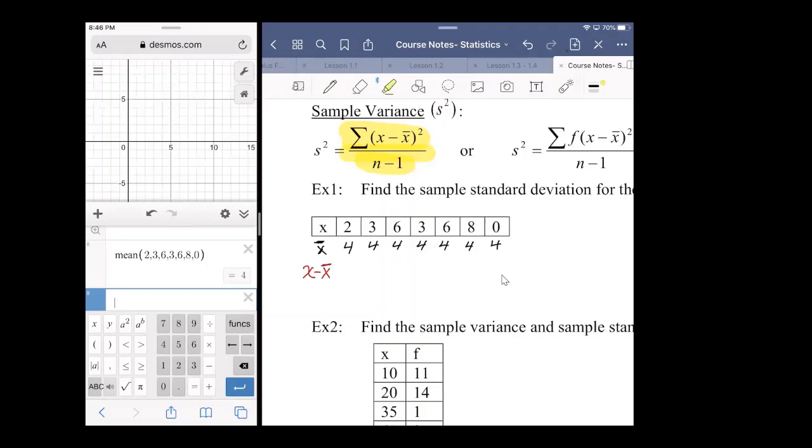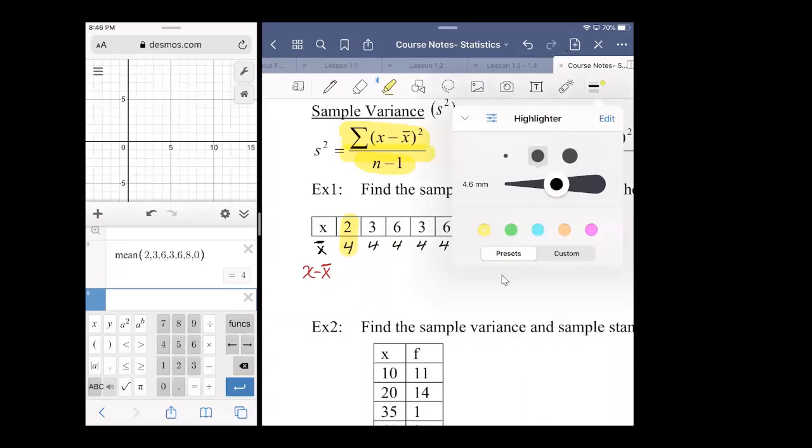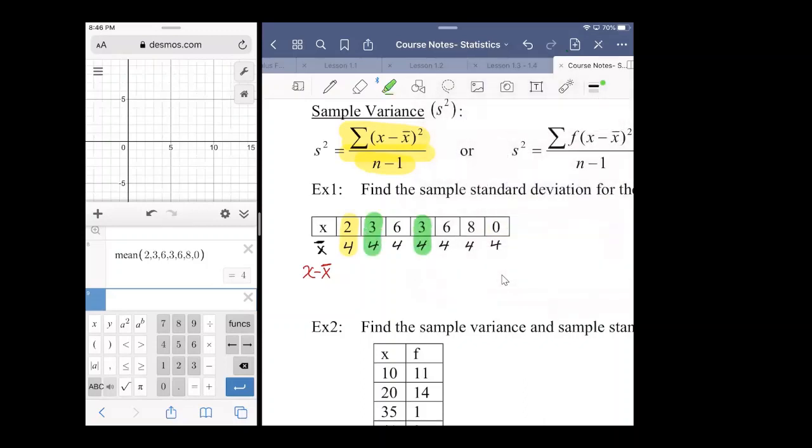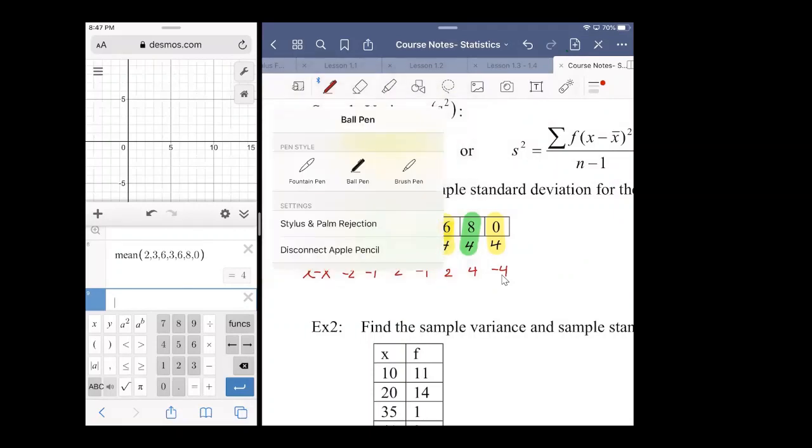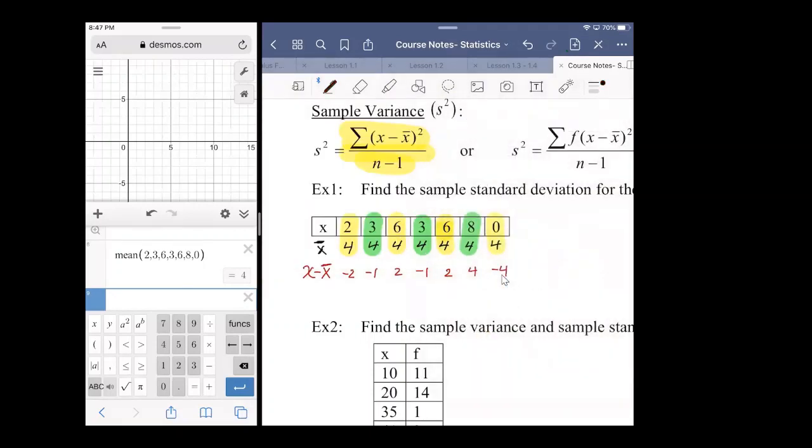So we're going to find the result of each one of these computations. Or we'll compute each one of these just to keep it simple. All right, so we'll have a -2, a -1, a 2, a -1, a 2, a 4, and a -4. So these are all my x minus x bar values. I'm going to create a line here to keep it somewhat organized.